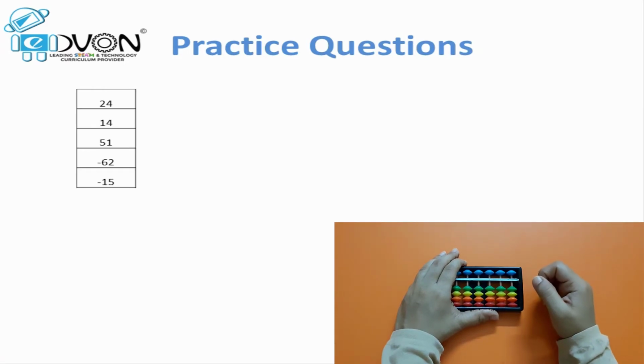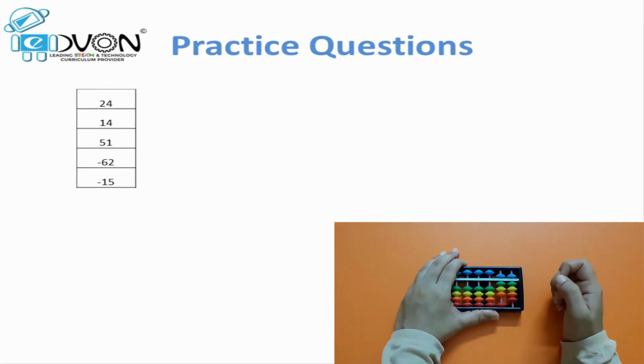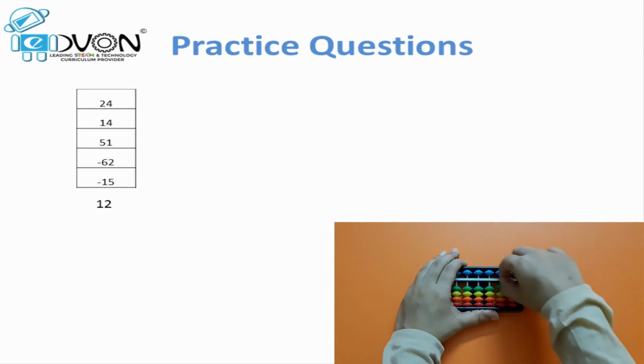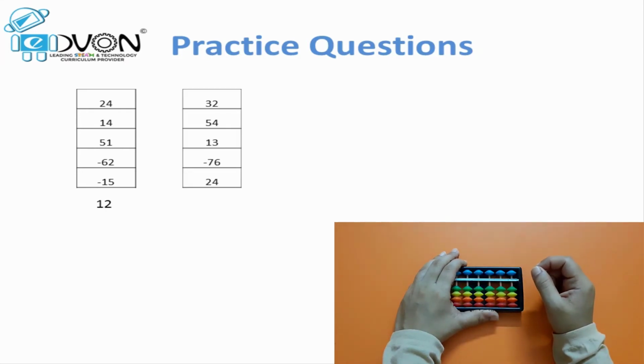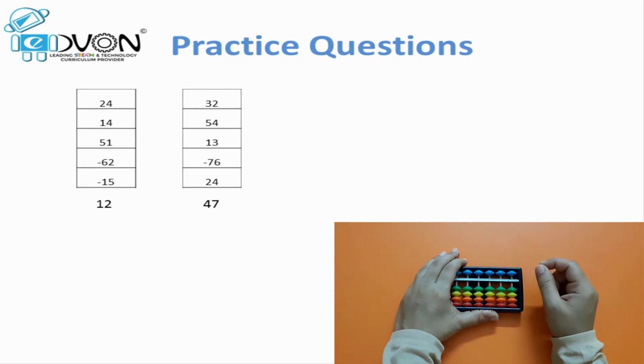First question is 24 plus 14 plus 51 minus 62 minus 15. Answer 12. Make your abacus 0. Next question. 32 plus 54 plus 13 minus 76 plus 24. What's the answer? Answer is 47. Don't forget to make your abacus 0.